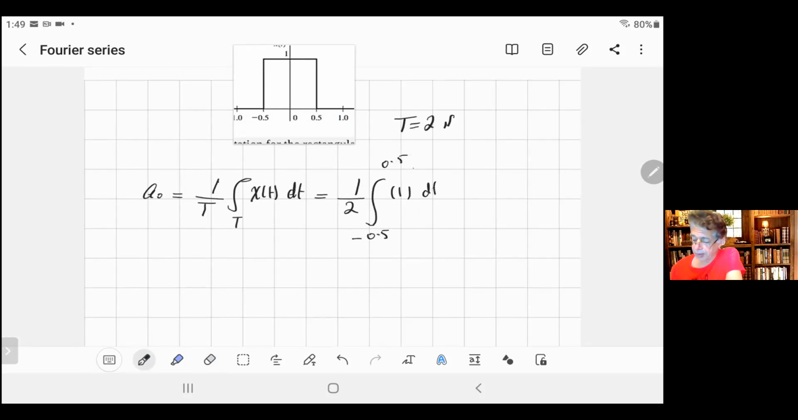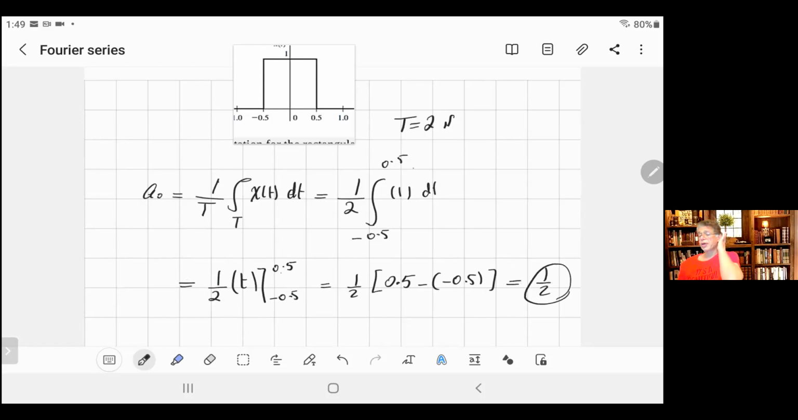dt, equal to 1 over 2. The integration of 1 is equal to t, with the limits -0.5 to 0.5. So it will equal 1/2, and make the substitution for t. The first value, 0.5, minus the second value, -0.5. 0.5 minus, minus, plus 0.5 makes 1. 1 times 1 over 2 is equal to 1 over 2. That's the DC component of the waveform. It means the waveform includes a DC component.